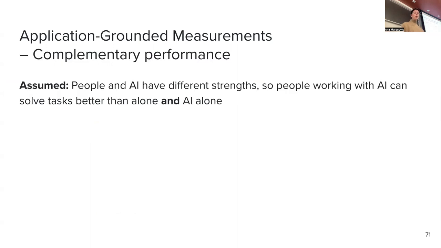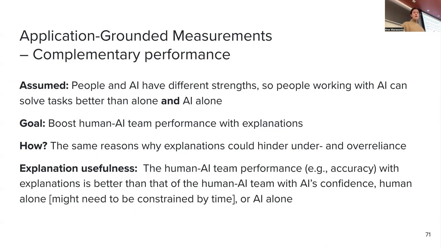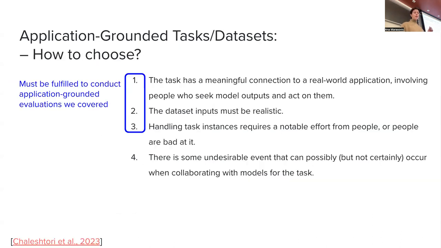And the final holy grail is complementary team performance. For the same reasons we think explanations can help with guiding people into appropriate reliance, we think that they can also be helpful for boosting human-AI team performance.